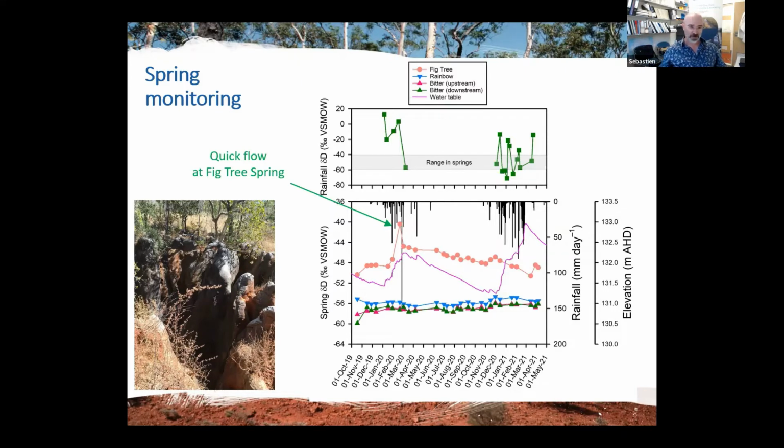So we had a monitoring program for rain and for springs at Mataranka for 2 years. And indeed, the short story there, although there's more to it than that, maybe Clément can tell us the full story in the near future. But we did find evidence for quick flow at at least one of the springs, Fig Tree again, the same one where we saw tritium above background, so consistent with that. But no evidence of quick flow at the two major springs, Rainbow and Bitter.